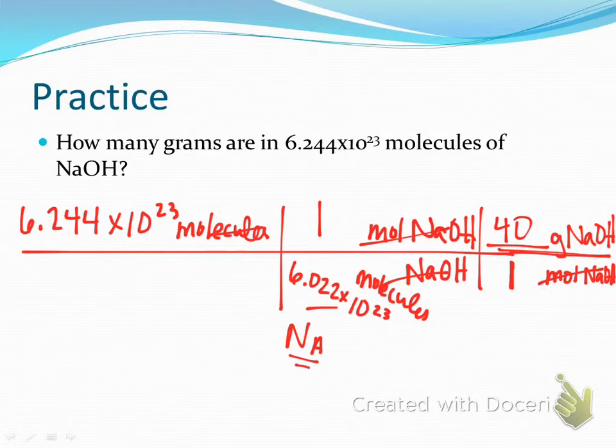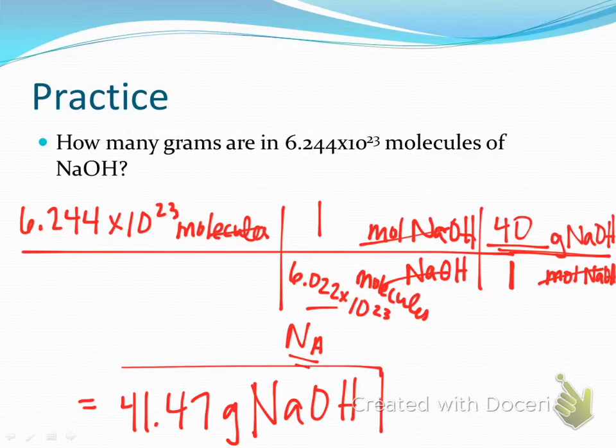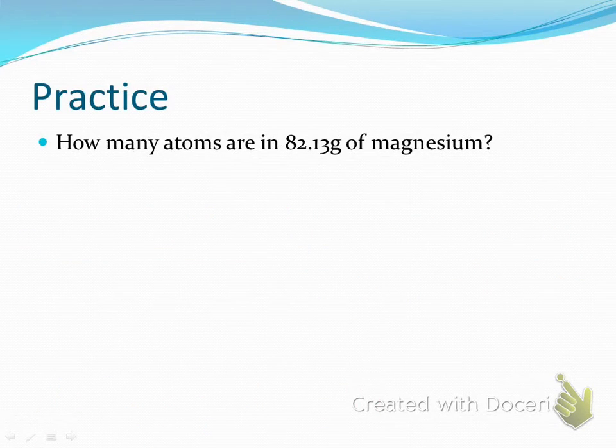Okay, Mary, what'd you have? 41.47 grams. Perfect. How many atoms are in 82.13 grams of magnesium? Okay, how many atoms are in that? Start with grams and go to atoms. Try this one on your own.